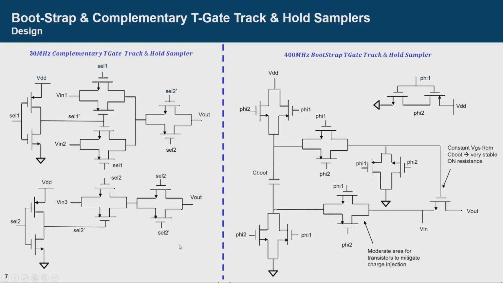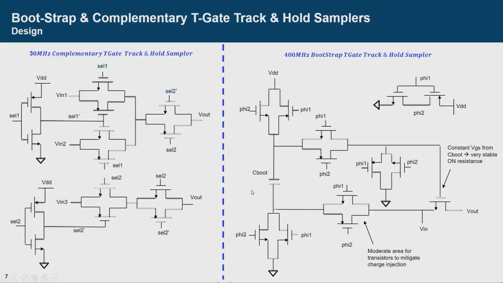On the left side is the design for the complementary T-gate track and hold sampler. It's running at 30 megahertz. It is essentially a 4-to-1 mux without a fourth input. So it is acting as a 3-to-1 mux and is comprised mainly of inverters and complementary T-gates.